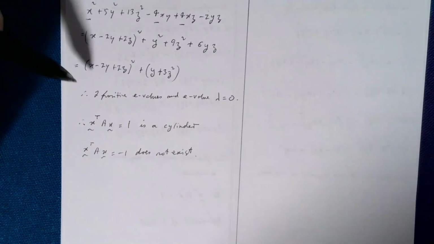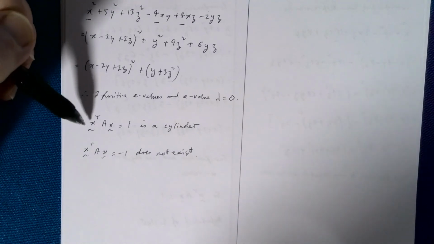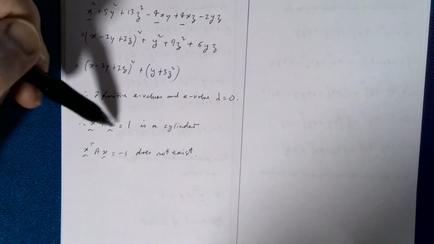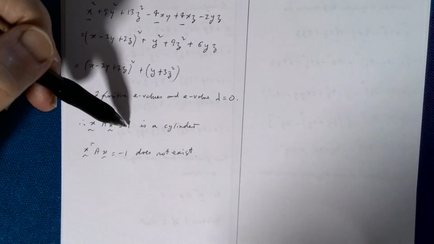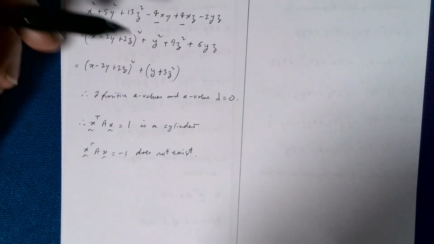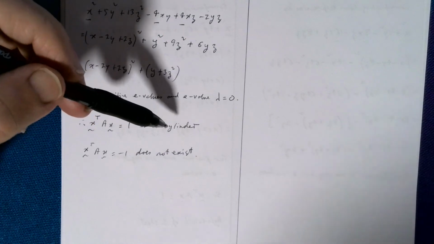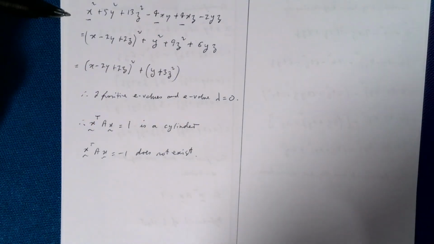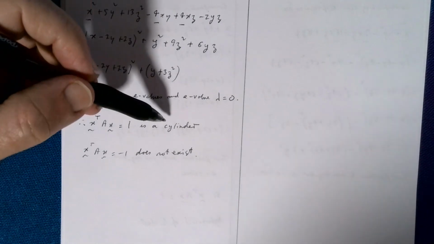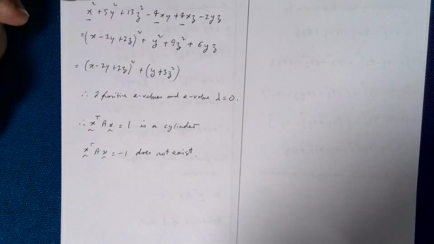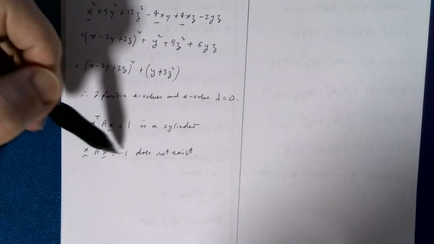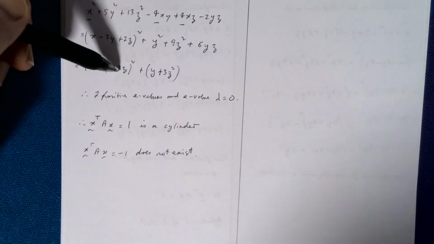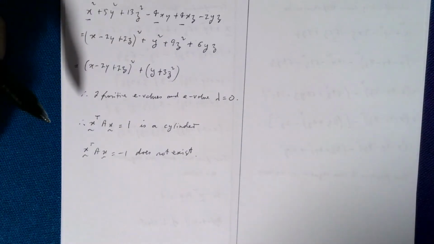Now, if we use this matrix to form this conic, x transpose Ax is 1, then we're going to have a cylinder. It's not clear whether it's a circular or elliptic cylinder. We don't know what the eigenvalues are, just their signs. But we're either going to get a circular or an elliptic cylinder. And if I have this equal to minus 1, well, you can't have the sum of two squares being minus 1, so in this case that would not exist.